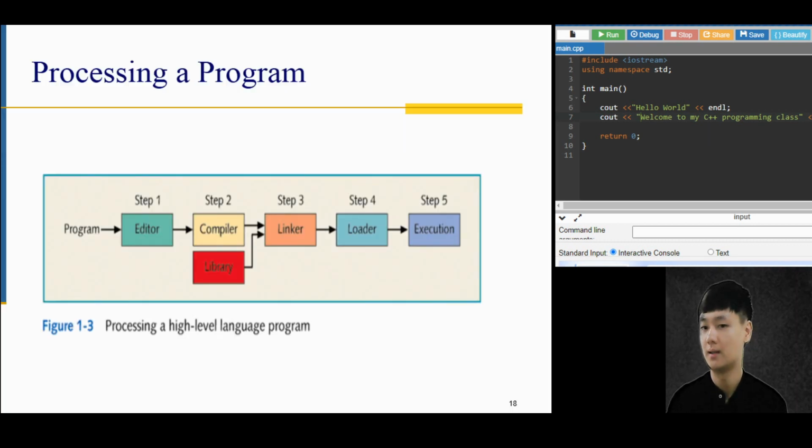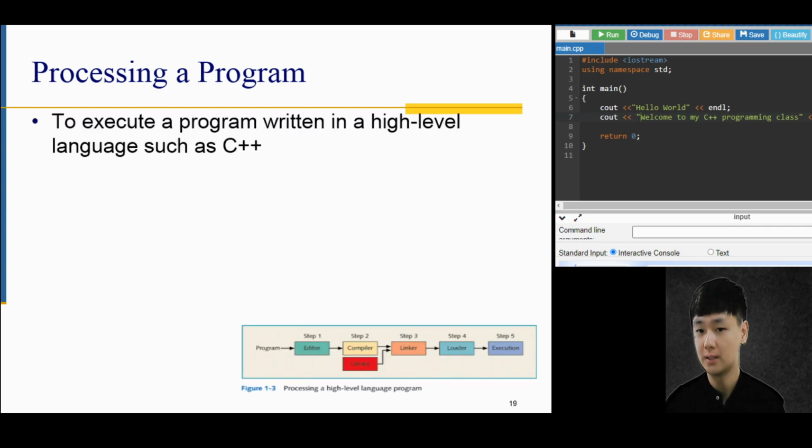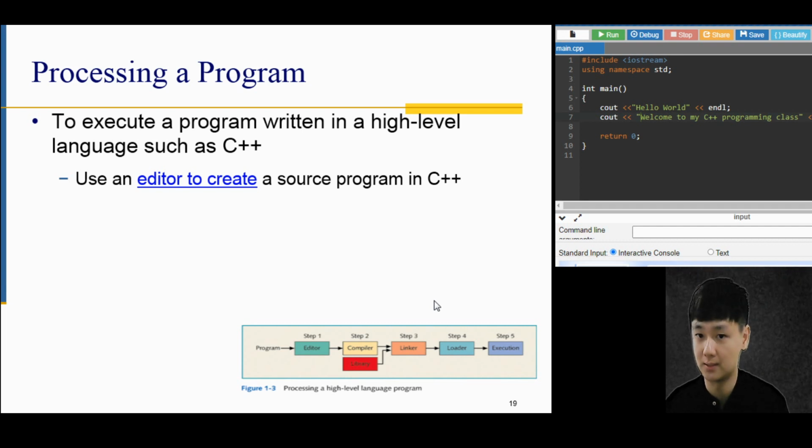So how does a higher level language actually work? Basically, there are five main steps involved in a higher level language, which are editor, compiler, linker, loader, and execution. Firstly, the programmer needs to write the program in the text editor, and the code here we refer to as source code, as I showed you just now, the .cpp file.